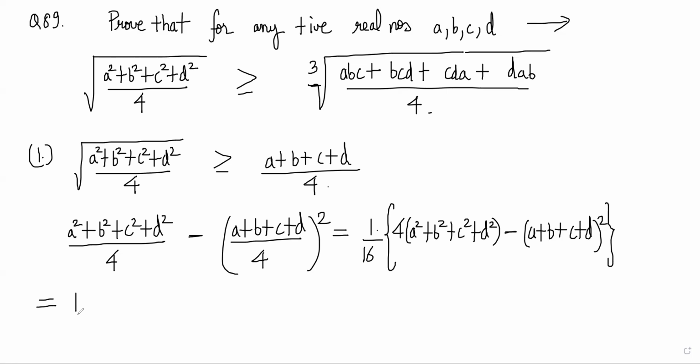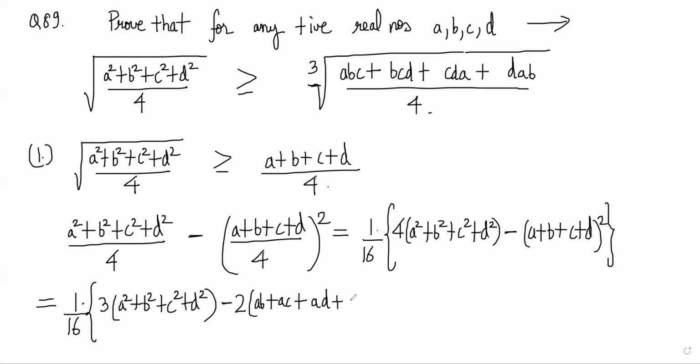And that becomes equal to 1 by 16 outside, and you have basically 3 times (A squared plus B squared plus C squared plus D squared), and you have a minus 2AB, minus 2BC and so on. There are 6 terms here: 2 times (AB plus AC plus AD plus BC plus BD plus CD). This is what I'm getting. Now, we want to confirm whether this expression is positive or negative. So how do I do that?